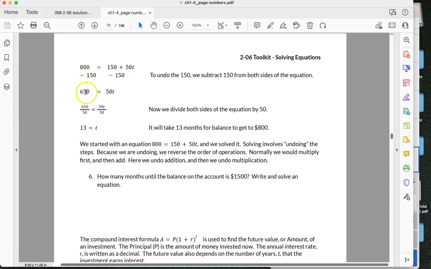800 minus 150 gives me 650. So now I know that 650 is equal to 50 times t. And this is really similar to that process we did on the previous page. The next step is to divide both sides by 50 to figure out that t is 13. Here the 50s cancel out because 50 over 50 is equal to 1, and 650 divided by 50 is 13.